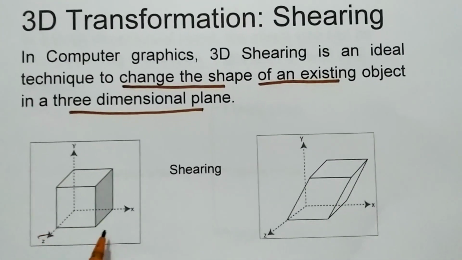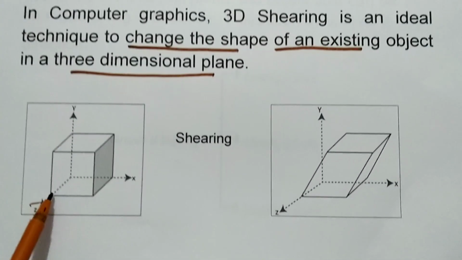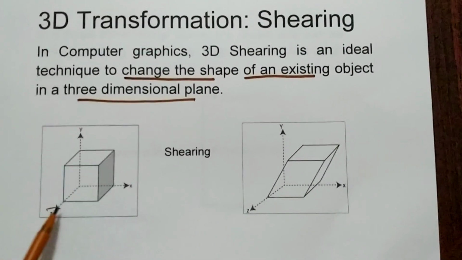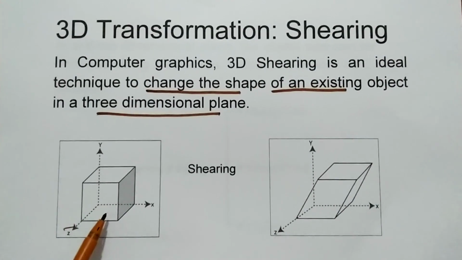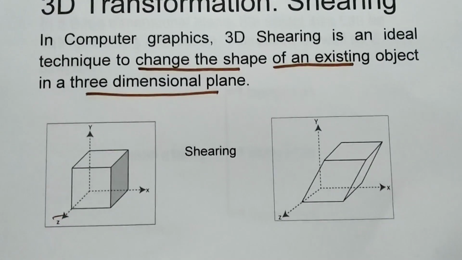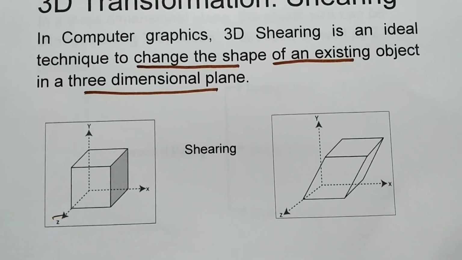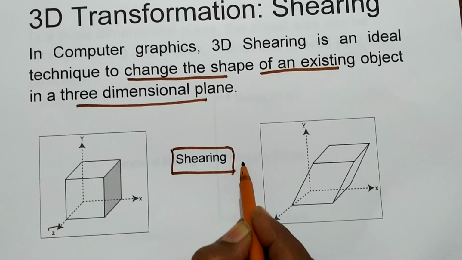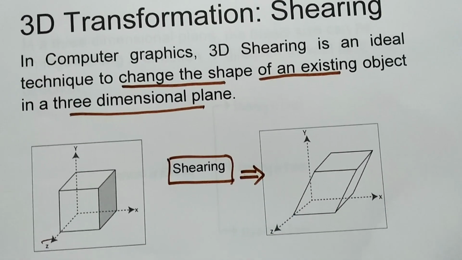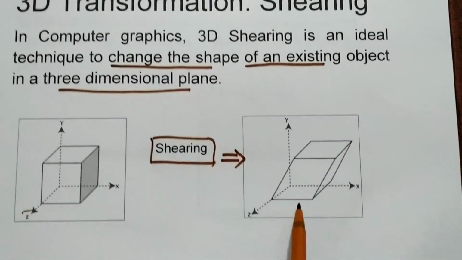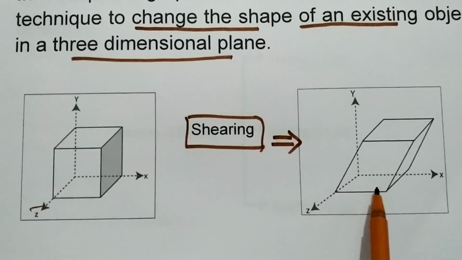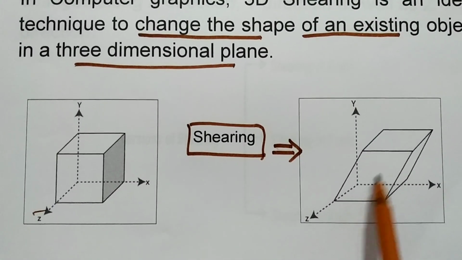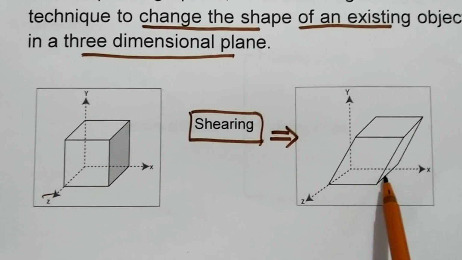Suppose this is a three-dimensional space and this is our object, a 3D object that lies in the 3D plane. We will perform the shearing technique on this object. Once you perform the shearing technique, we will get an image like this. What happened here? Compared to the original object, our object has become slanted. Otherwise, you can say that the shape of the object has changed.